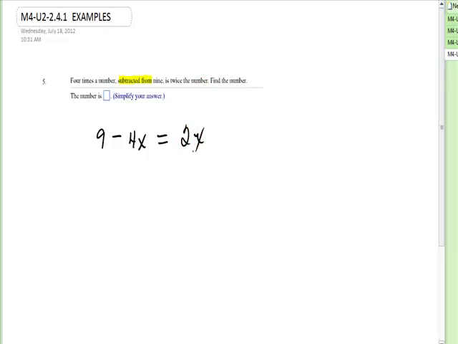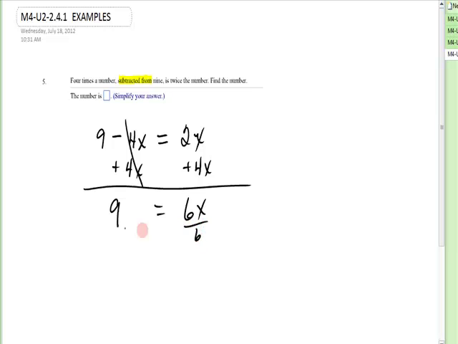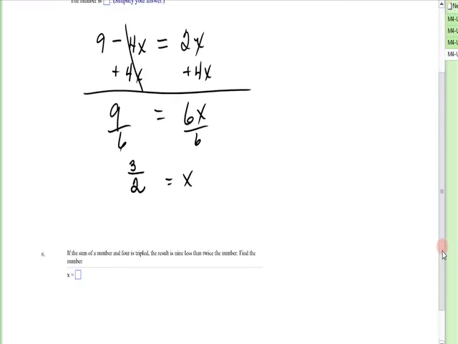I don't get any feedback about whether that's right or wrong in Math Lab. The only feedback I'm going to get is when I give the answer. Variables on both sides. I'm going to add 4x to both sides. I have 9 is equal to 6x. Divide by 6. 6 does not go into 9 evenly, but they are both divisible by 3. 3 goes into 9 3 times. 3 goes into 6 2 times. My answer is 3 over 2. Don't give it a decimal or a mixed number.